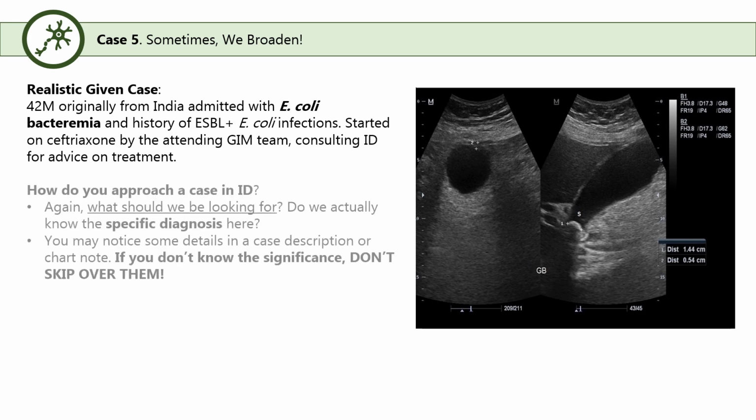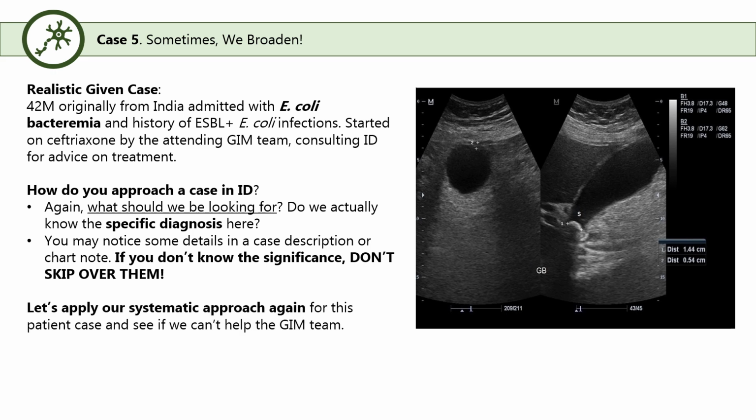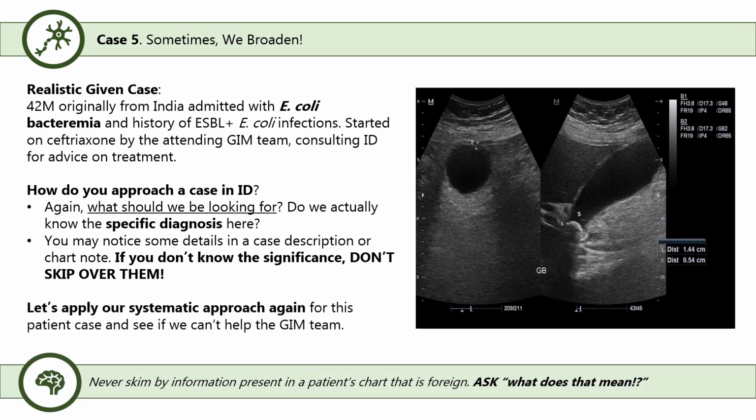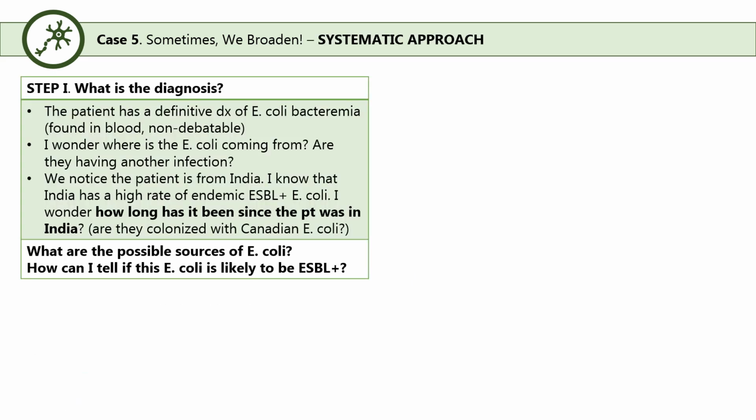First, in this case, we have to ask what is actually going on here. What are the specific diagnoses that could be occurring? Let's apply our systematic approach once more. In this case, we know that for sure the patient has E. coli bacteremia. That is definitive from our microtest. But as with all bacteremia, I wonder, where is it coming from? Do they have another infection? Where would I expect E. coli to be coming from?